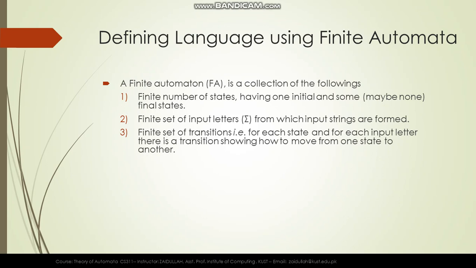The last one is defining language using finite automata. So finite automata is basically a collection of the following: a finite number of states having one initial and some, maybe none, final states. Second constituent of the finite automata is a finite set of input letters from which input strings are formed. And the third one is a finite set of transitions, that for each state and for each input letter there is a transition showing how to move from one state to another.